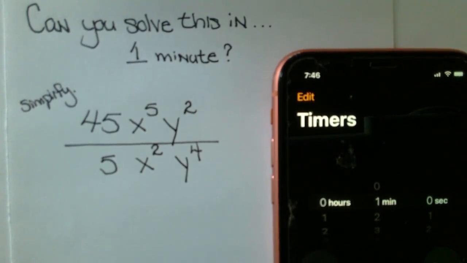So we're doing 45 x to the 5th y to the 2nd divided by 5x squared y to the 4th. Now you might have part of it, you might have all of it. But go ahead and put your answers into the comments. Alright, so B, you're saying 9x cubed y squared. Thank you, B Heart. Love that.